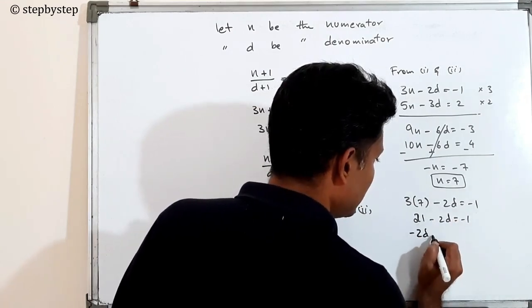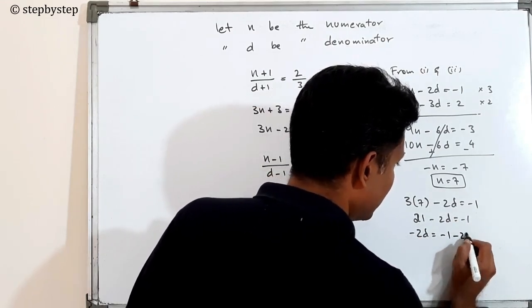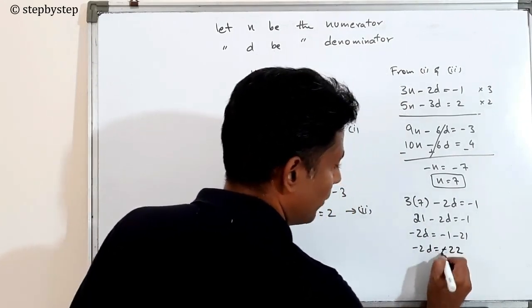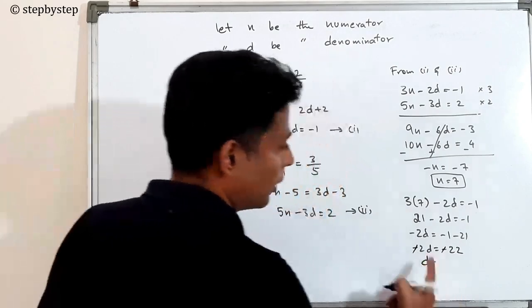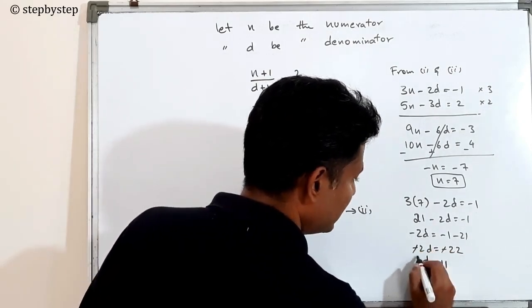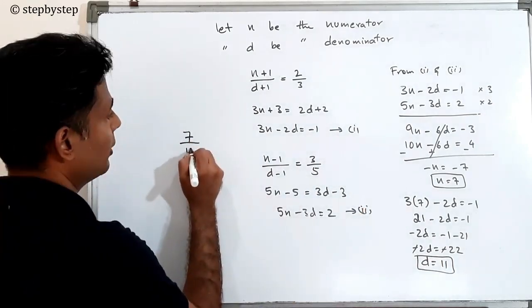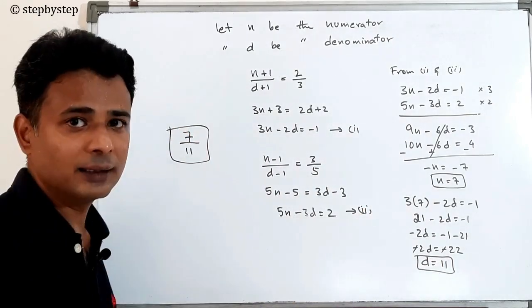So minus 2d equal to minus 1 minus 21. So minus 2d equal to minus 22. Minus signs cancel. D equal to 22 by 2, that is 11. So what is the fraction? 7 by 11. This is the answer.